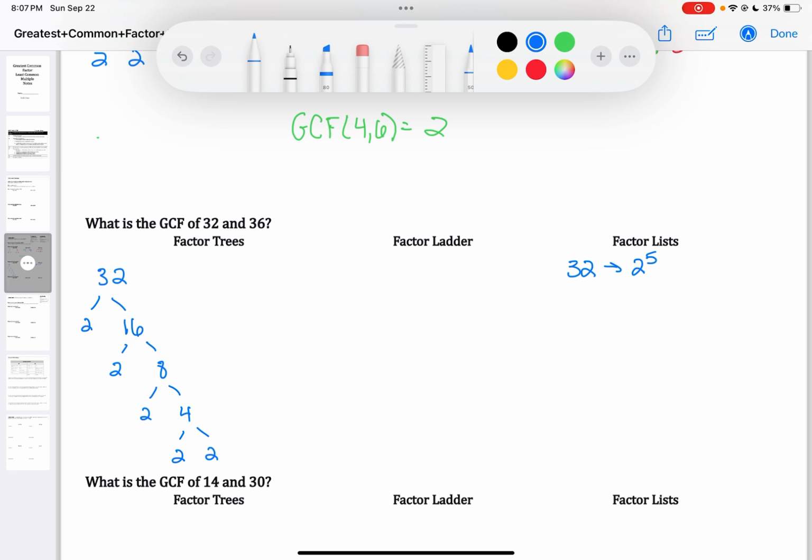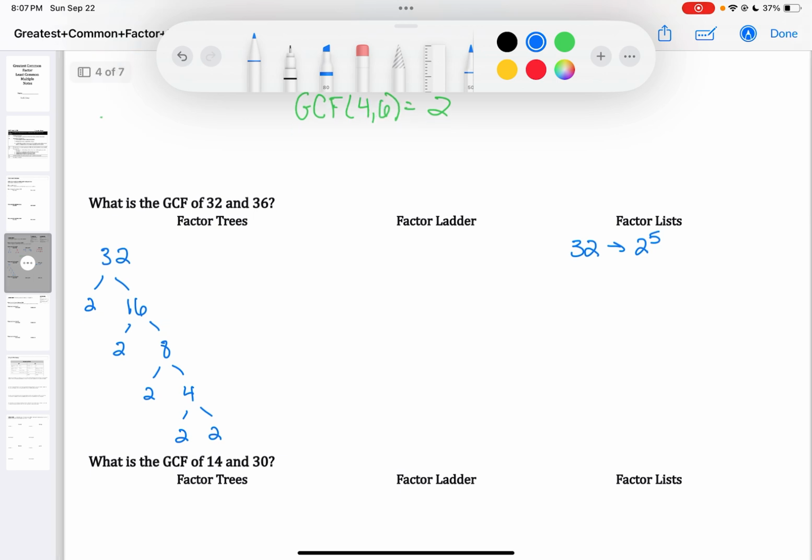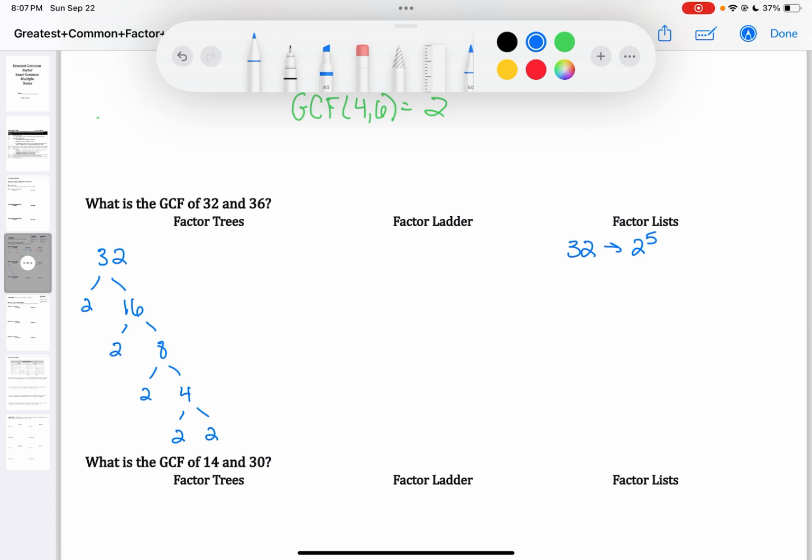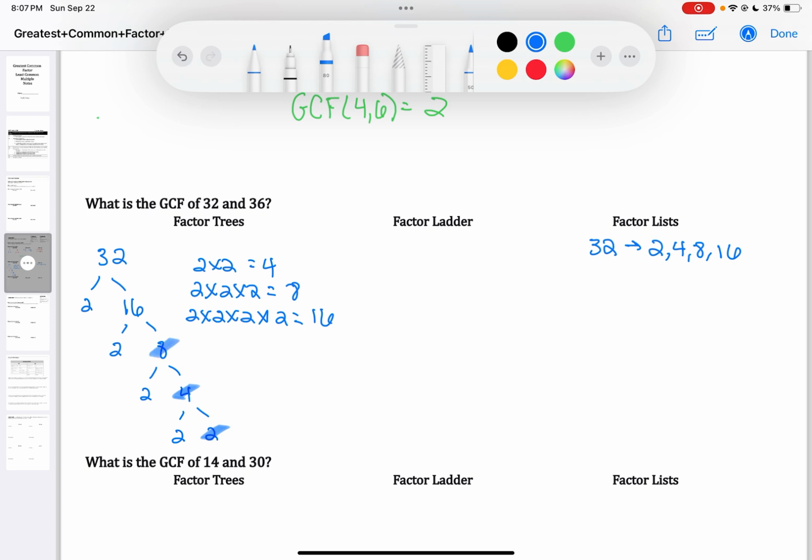So now what I want to do is multiply each of these times each other so I can see what my possible GCFs are. So 2 times 2 gives me 4. 2 times 2 times 2 gives me 8. 2 times 2 times 2 times 2 will give me 16. So the possible factors for 32 are 2, 4, 8, and 16, which we also got from right here. 2, 4, 8, 16.